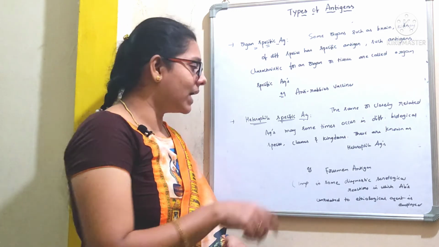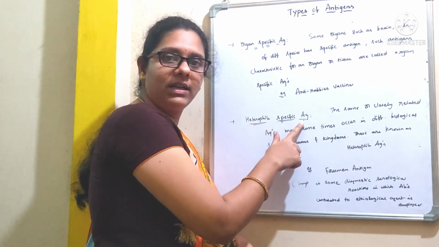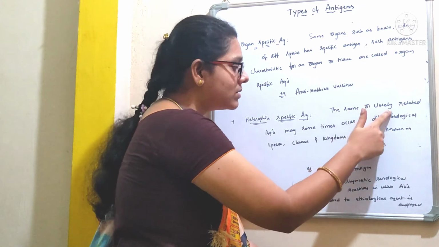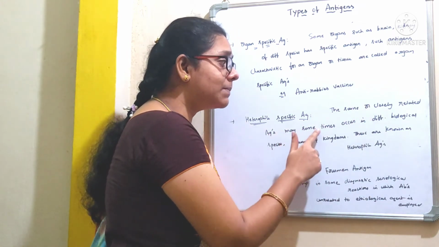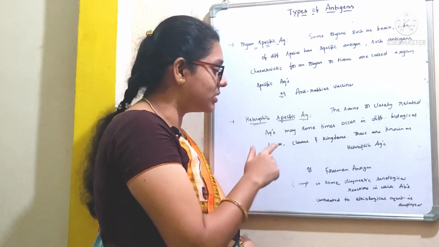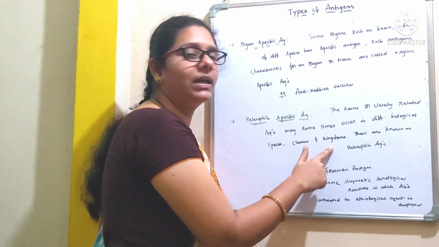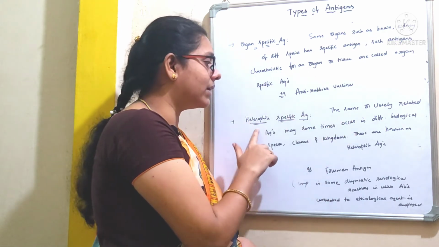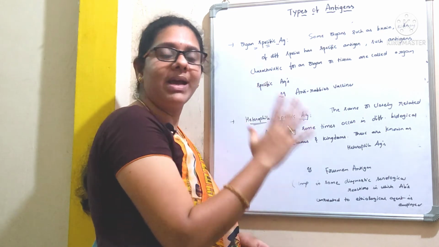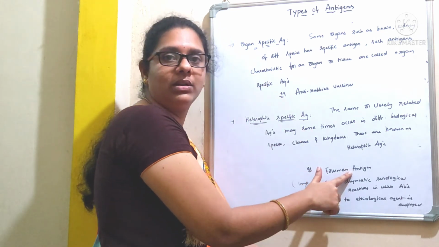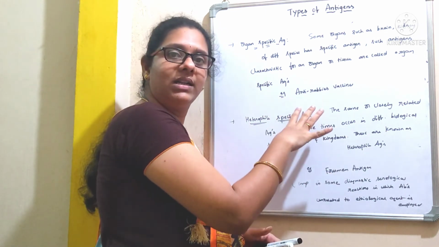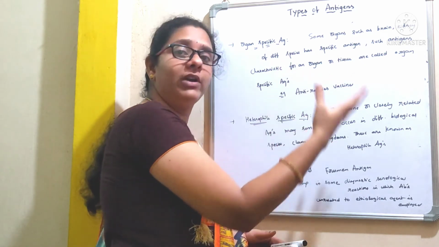Coming to the other type, that is heterophile-specific antigens. The same or closely related antigens may sometimes occur in different biological species, classes and kingdoms. These are known as heterophile-specific antigens. The best example is the Forssman antigen. As I told you just now, these antigens are present in different biological systems.